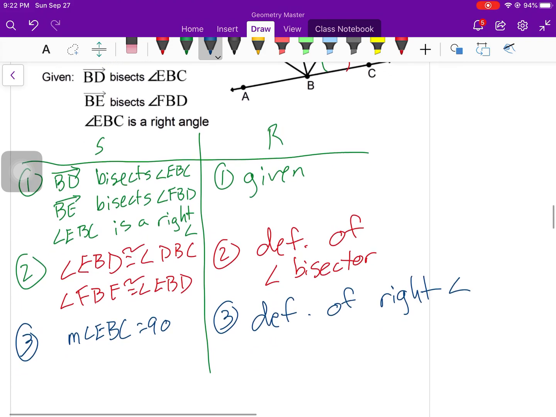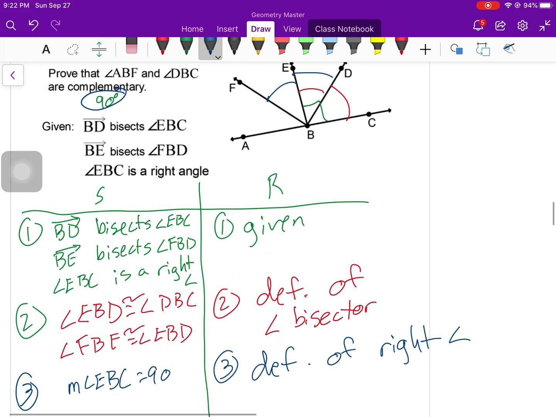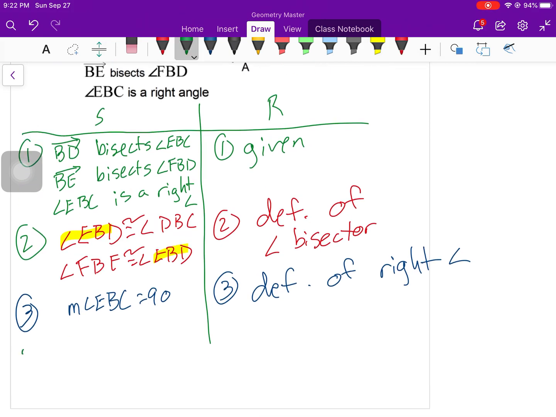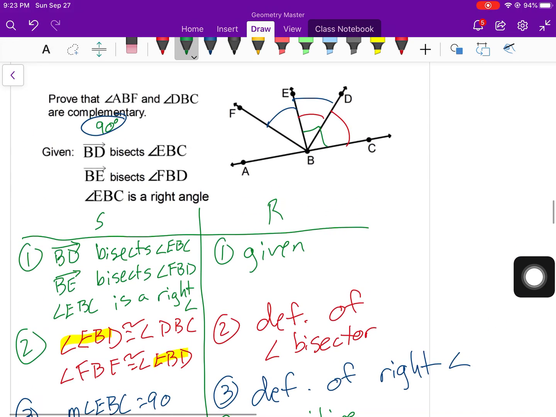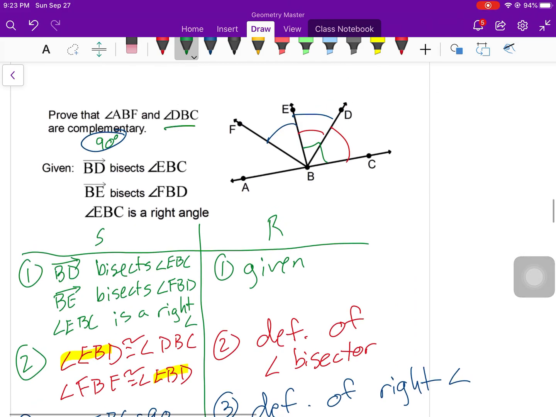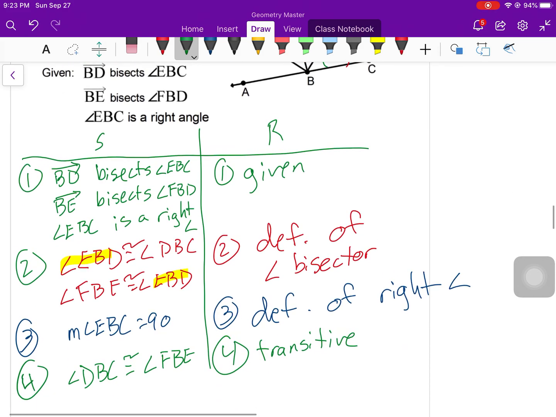So what I'm going to do next is, I saw that these two things are the same. So then I can put, for step 4, that angle DBC is congruent to angle FBE. That is my transitive property. At this point, you cannot do the substitution. I can't say I'm substituting this in to get this statement, because you cannot do substitution if you have a congruent sign. So you have to make sure you're using transitive. Now, DBC is one of the angles I was looking at, but FBE was not.